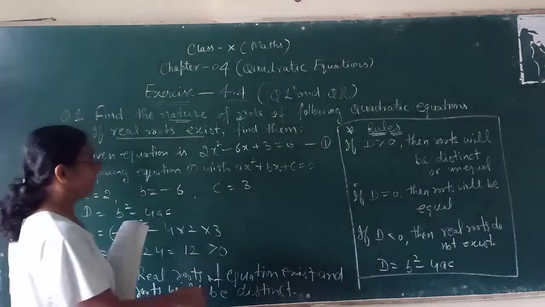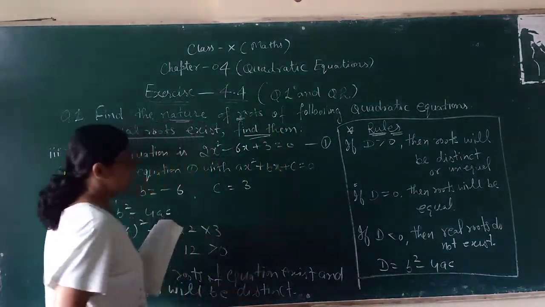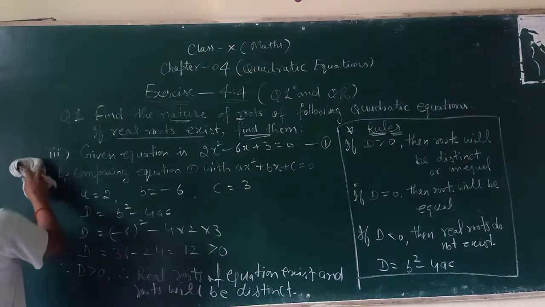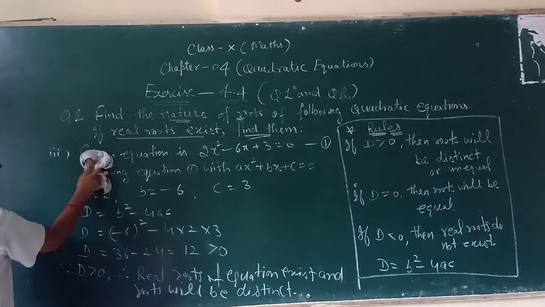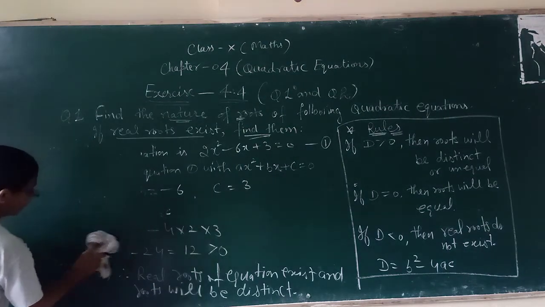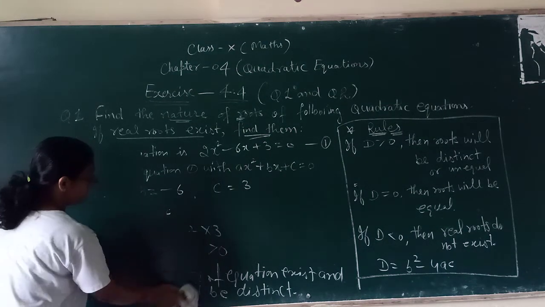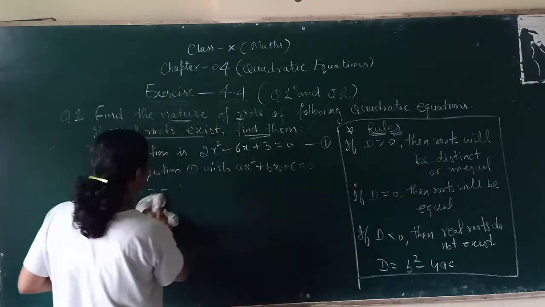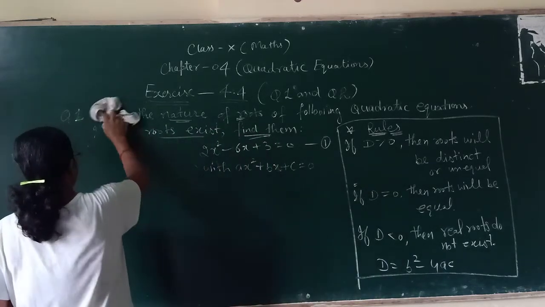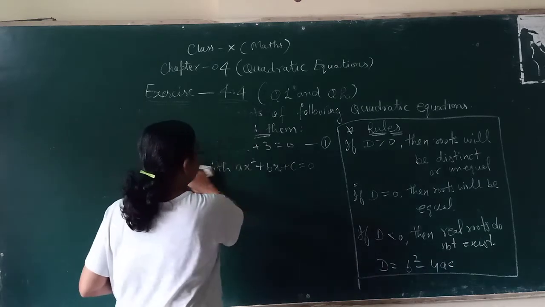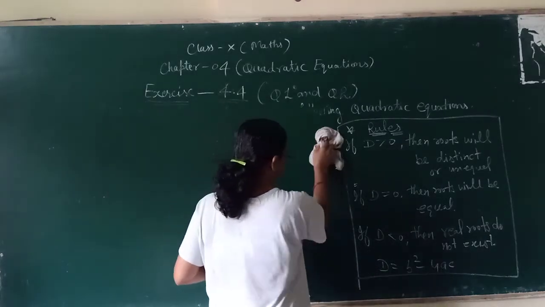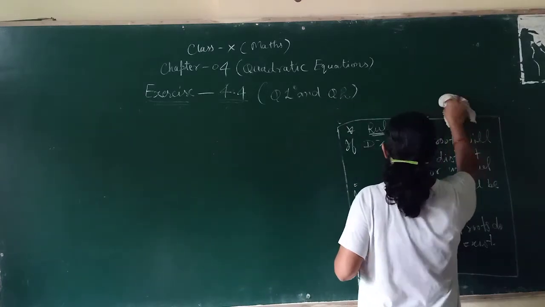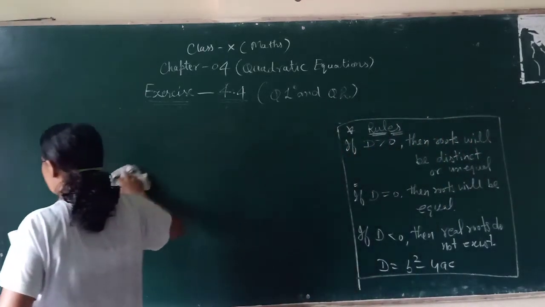Then they said find them. It means we have to find the roots also. So by factorization or by the quadratic formula, you can find the roots. The best way is by using the quadratic formula. The quadratic formula we also discussed in 4.3. Memorize that and fix it in your brain.